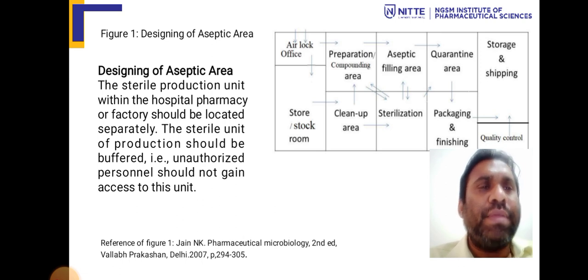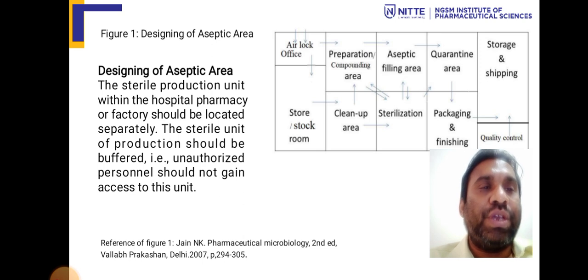At the same time, in the aseptic area, whatever materials are used will be sterilized before and after use. After sterilization, in the preparation, there are some things which have to be cleaned, and all utensils will be sterilized and cleaned. So, from the cleanup area, we go to the preparation area. The airlock office will contain a storeroom. The storeroom will give the things to the cleanup area. The cleanup area will go to the preparation room.